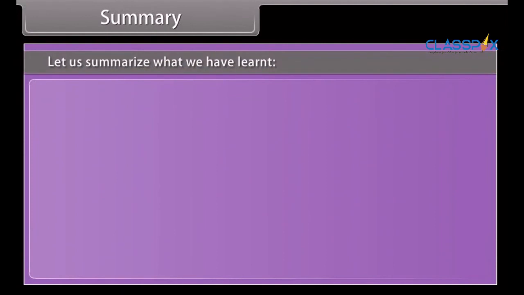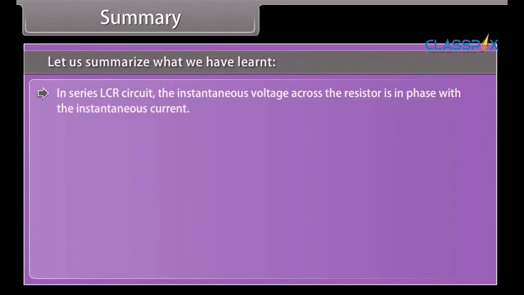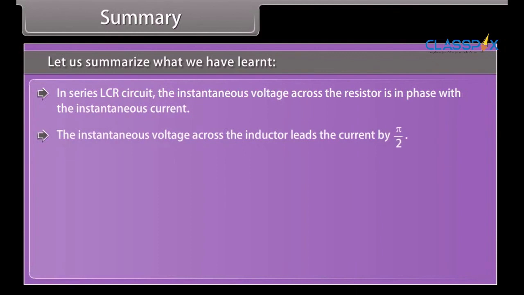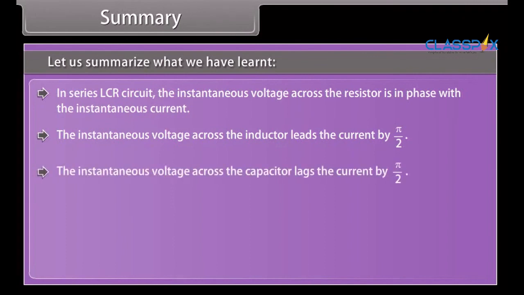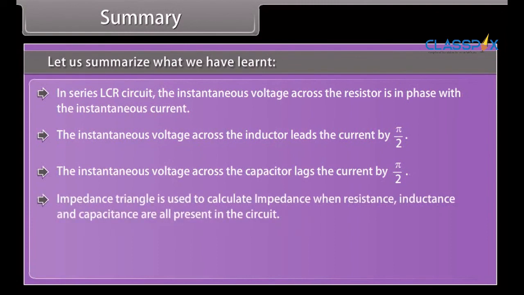Summary. Let us summarize what we have learned. In a series LCR circuit, the instantaneous voltage across the resistor is in phase with the instantaneous current. The instantaneous voltage across the inductor leads the current by pi/2. The instantaneous voltage across the capacitor lags the current by pi/2. Impedance triangle is used to calculate impedance when resistance, inductance and capacitance all are present in the circuit.